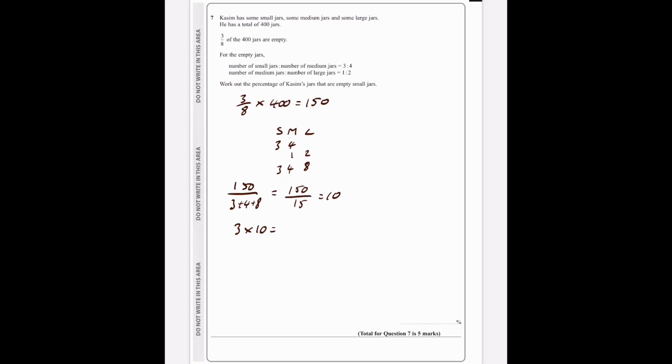The number of small parts, well, there are 3 parts for the small jars, so 3 lots of 10 gives us 30 small empty jars. So that's 30 out of the 400 jars. Divide the top and bottom by 4. Gives us 7.5 out of 100, which is 7.5%.